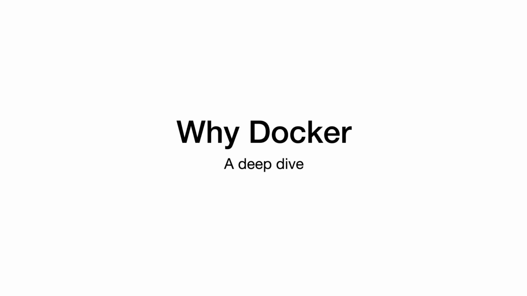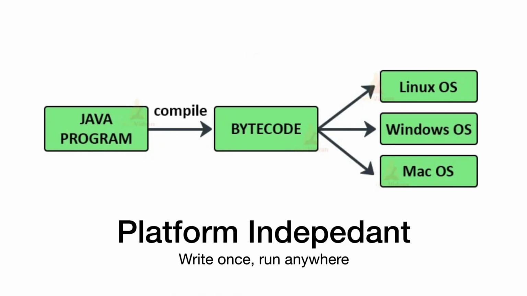I have another analogy here. We know C or C++ is platform dependent, whereas Java is platform independent, which means you compile once and run anywhere. So if you look at this diagram on your screen, every Java program gets compiled into bytecode, and then this bytecode can be run on any OS, be it Linux based, Windows based, or Mac OS.